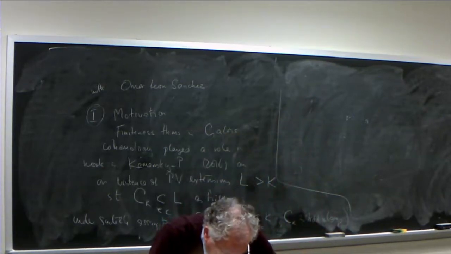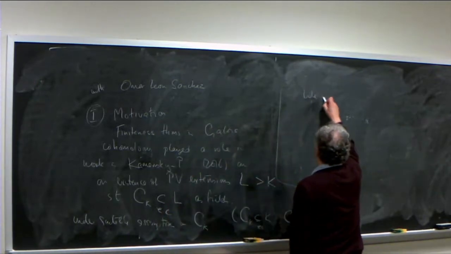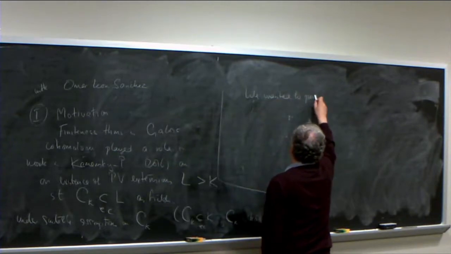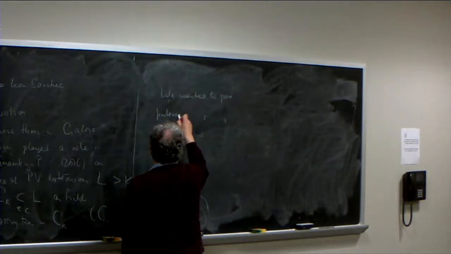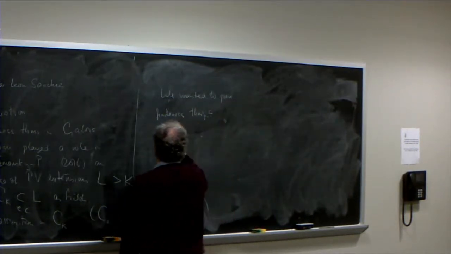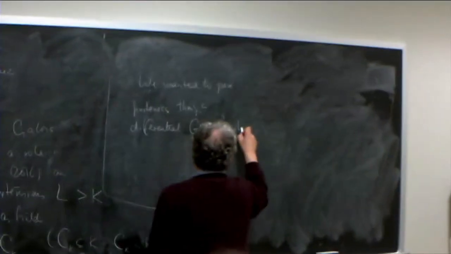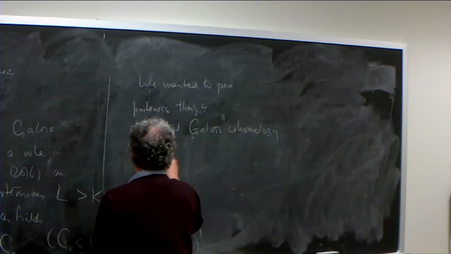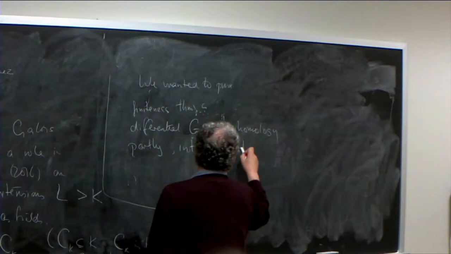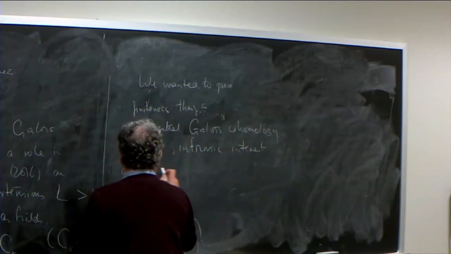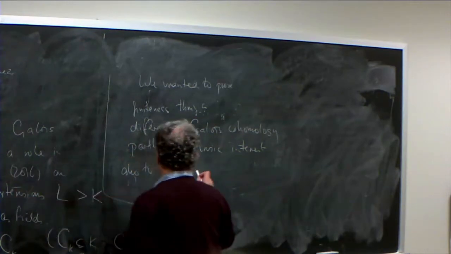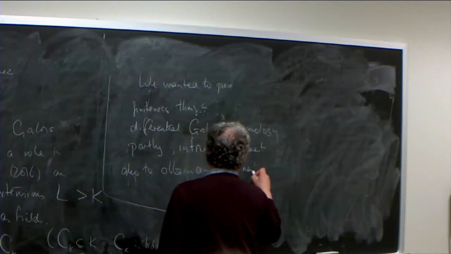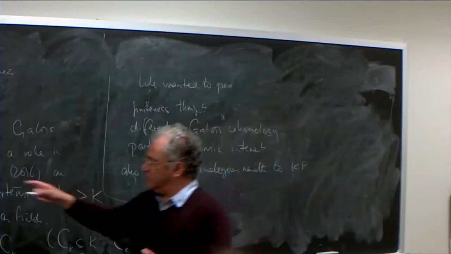The idea was to try and prove finiteness theorems in so-called constrained or differential cohomology, partly for intrinsic interest, but also to obtain analogous results. When I say KP, I'm including Kaminski and myself, and also Van der Put, Crespo and Hajto, for so-called parametrized PPV theory.